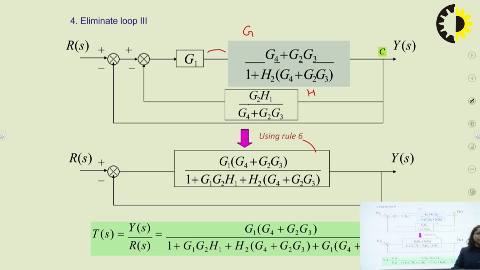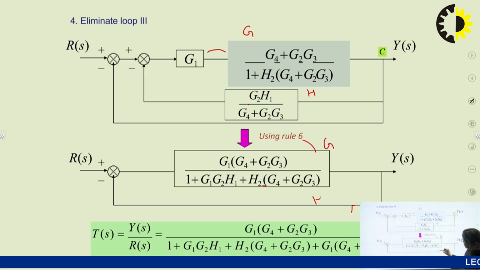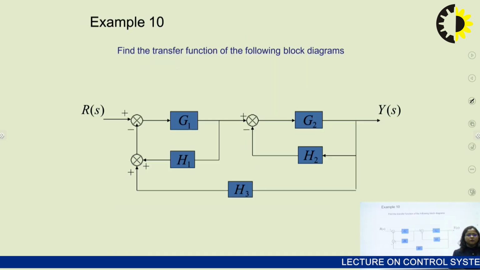So the value will come out to be G1 into G4 plus G2 upon 1 plus G1, G2, H1 plus H2, G4 plus G2, G3. And again there is a feedback of unity, so it becomes G and it becomes H, which is equal to 1. So we will again solve and this comes out to be the overall transfer function. I hope these methods are quite clear to all of you.